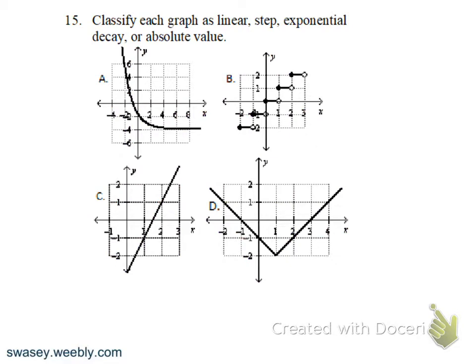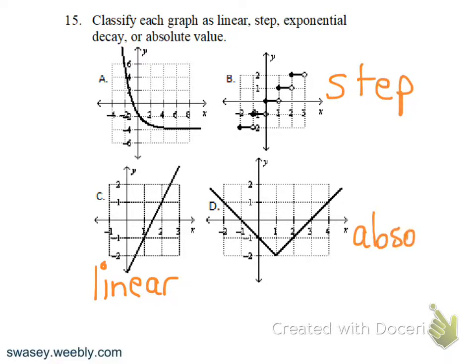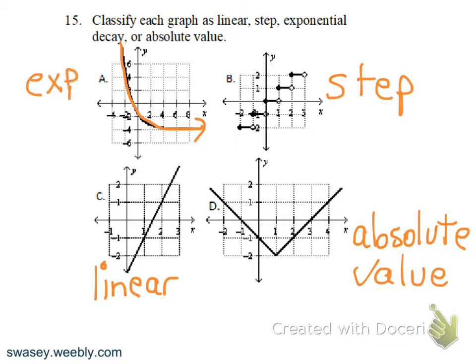At this point, you're probably familiar with linear. That's a straight line, like choice C. Absolute value always looks like a V. Step function looks like steps. Exponential decay is a curve going downhill from left to right. Exponential growth is a curve that goes uphill from left to right.